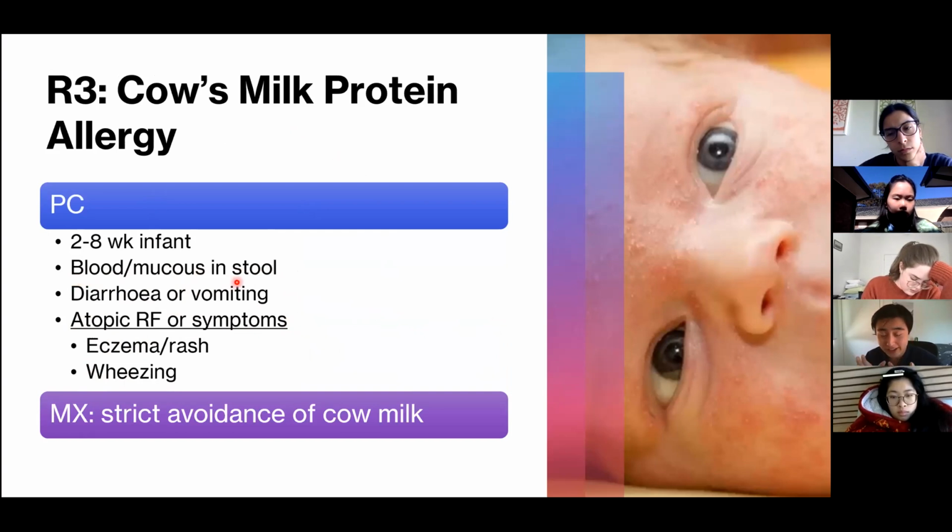And then if you're looking at an exam question, what you're looking for is a child that's just started cow's milk, but then again, I guess it could also be lactose intolerance. But yeah, blood and mucus in stool, I'd say that's a big one. I hope that answers your question.